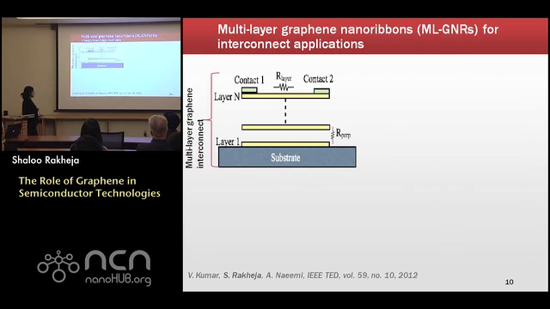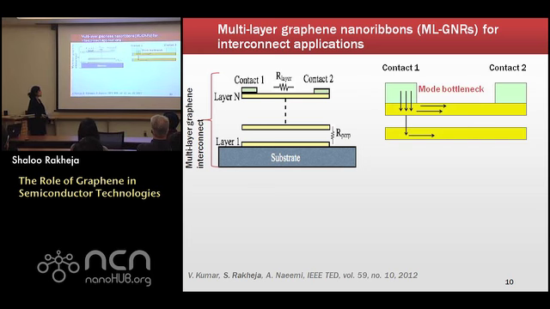So this is an N-layer graphene interconnect. I call it the multi-layer graphene nanoribbon, MLGNR, and it's between two contacts, and it's deposited on the substrate. The in-plane resistance is R layer, the perpendicular resistance is R perp. Now R perp, the perpendicular resistance in the structure, is much higher than R layer. If we zoom in on this image a little bit, what we see is when electrons are trying to come in from the contact into the interconnect, there is a mode bottleneck because of the mismatch in dimensionality between the contact and the interconnect. The contact is a three-dimensional material, and the interconnect, graphene, is two-dimensional.